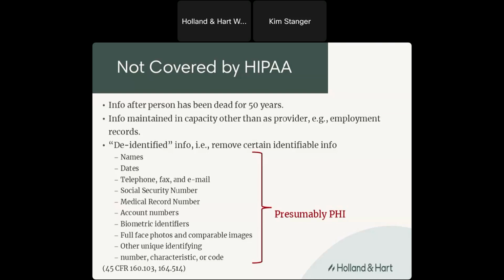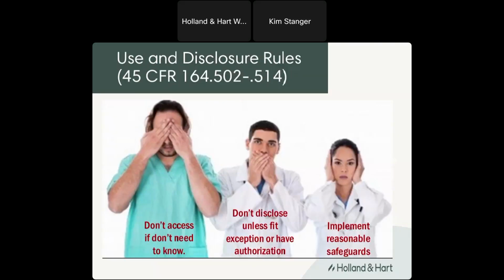Also, if you go in and remove a bunch of identifiable information, then that de-identified information is no longer subject to HIPAA. That means you have to remove things like names, dates, telephone numbers, fax numbers, email addresses, social security numbers, MRN numbers, account numbers, and so forth. Now, the flip side of that is that those things are identifiers, and if they're linked to any kind of healthcare or the fact that the person was receiving healthcare at your facility, then it's presumably going to be protected health information. All right, so that's what it applies to.